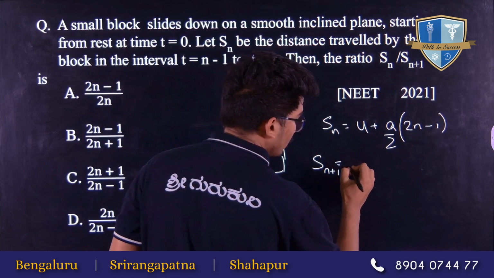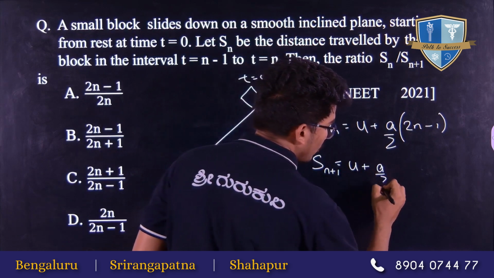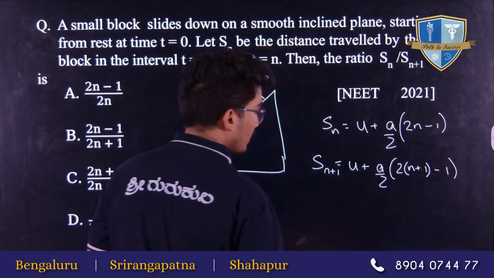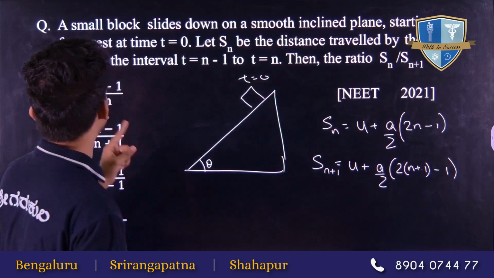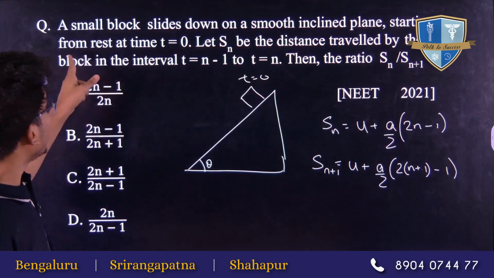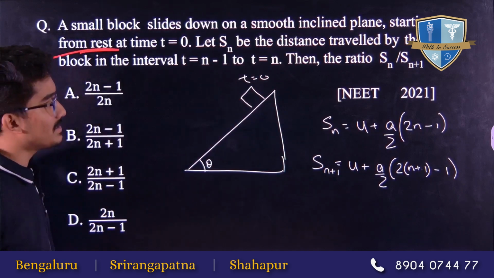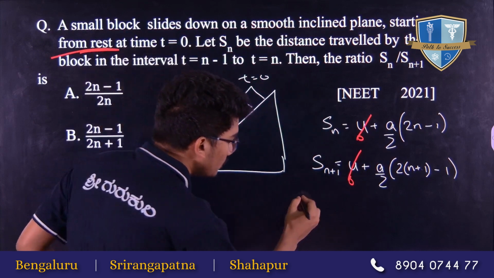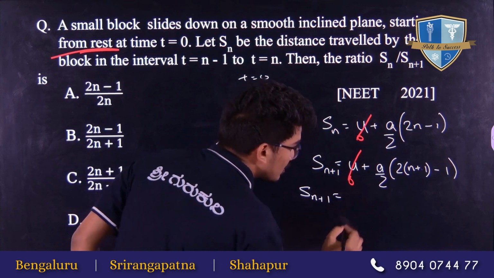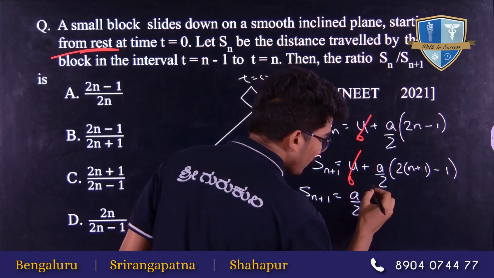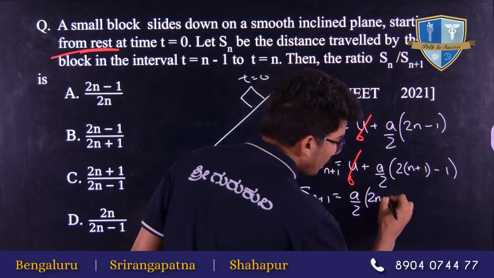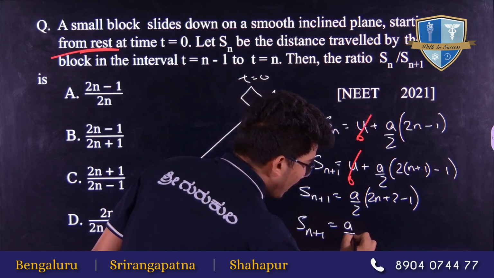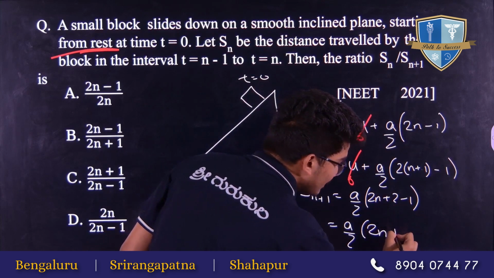So this will be equals to u plus a by 2 into 2 into n plus 1 minus 1. If you will see, the block has been starting from rest, means initial velocity will be 0. Now Sn plus 1 is equals to a by 2. Let's open this bracket: 2n plus 2 minus 1. So this will be equals to a by 2 into 2n plus 1.